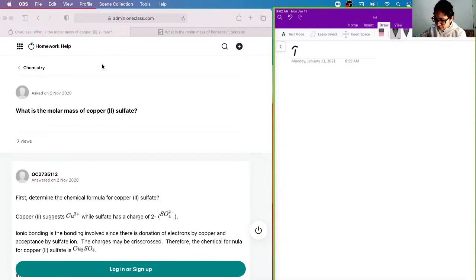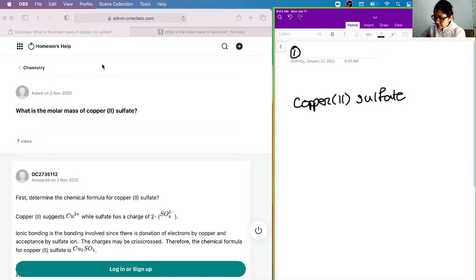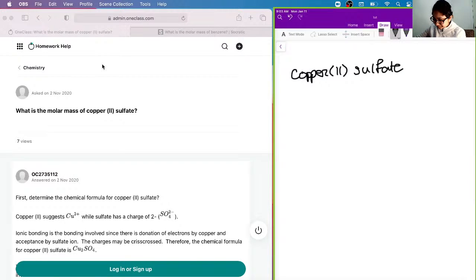So the first question for today says, what is the molar mass of copper 2 sulfate? Okay, so copper 2 sulfate. Right, so they're telling us to find the molar mass or the molecular weight of this compound here, and you can see that they have given us the name of the compound, but we need to first figure out the chemical formula, and that is a crucial step in order to find the molar mass.